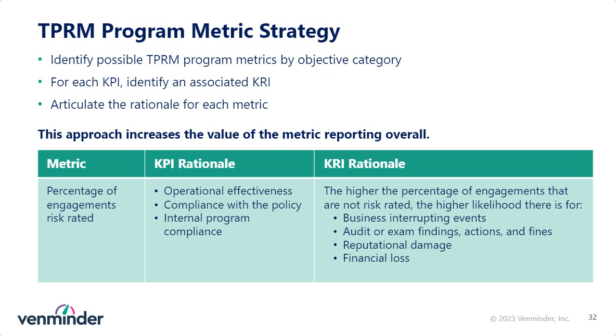But from that key risk indicator perspective, we know that when engagements aren't risk rated, the higher the percentage of those that aren't, we have a higher likelihood for business interrupting events, audit or exam findings, reputational damage, and financial loss. So you can see how you can pick out a performance indicator and then think about the risk indicator. Do that for every metric when possible.